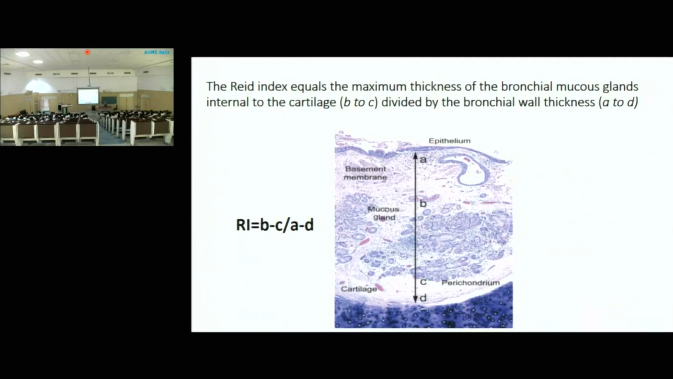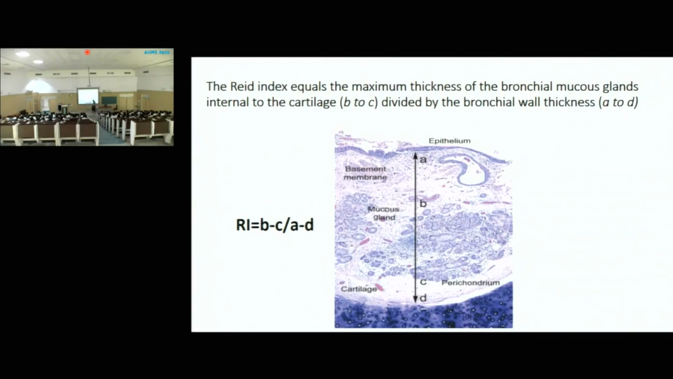So there will be an increase in the thickness of the submucosal glands. But the total wall thickness will remain the same. So compared to the total wall thickness, the submucosal thickness will be increased. So ultimately Reid's index will be increased. Remember, these questions will be asked.